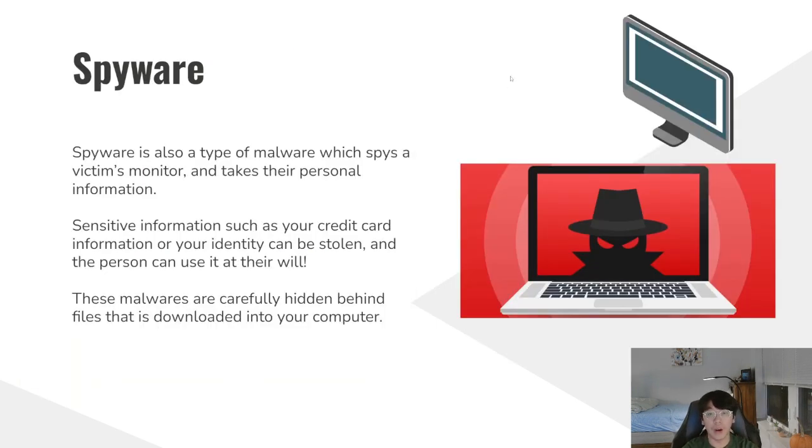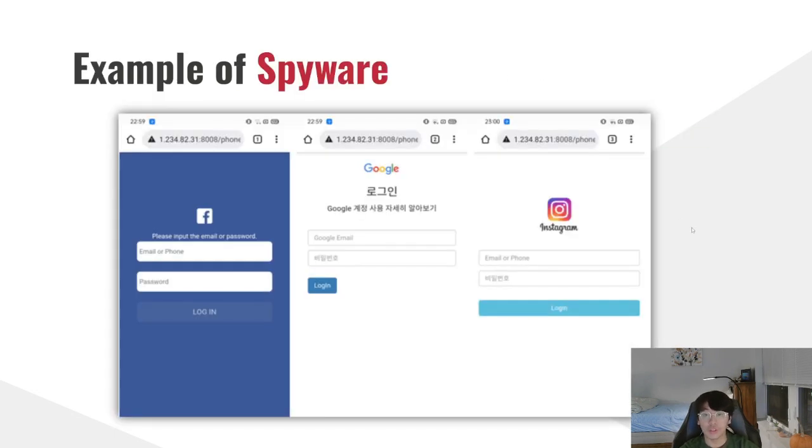Now moving on to our third example, which is spyware. Spyware is also a type of malware which spies on a victim's monitor and takes their personal information. Sensitive information such as your credit card information or your identity can be stolen, and the person can use it at their will. These malwares are carefully hidden behind files that are downloaded to your computer. So, what does this actually mean?